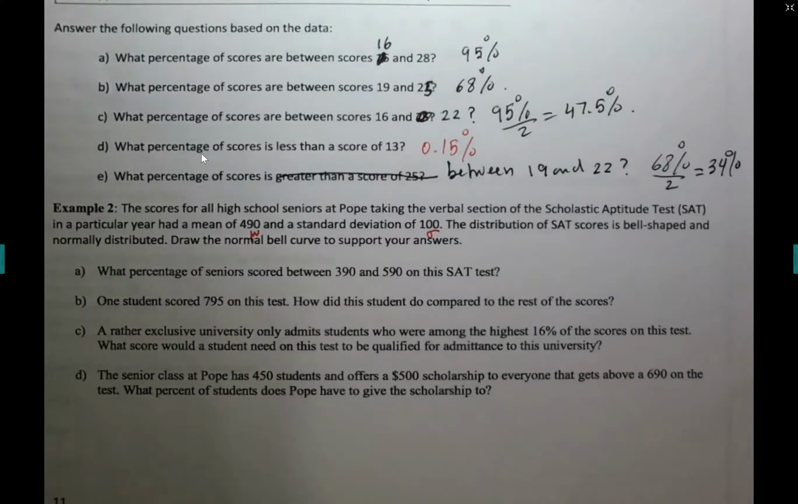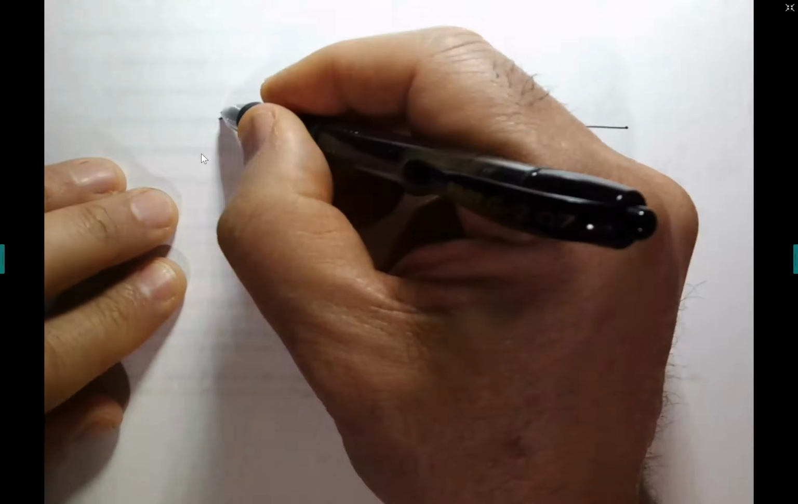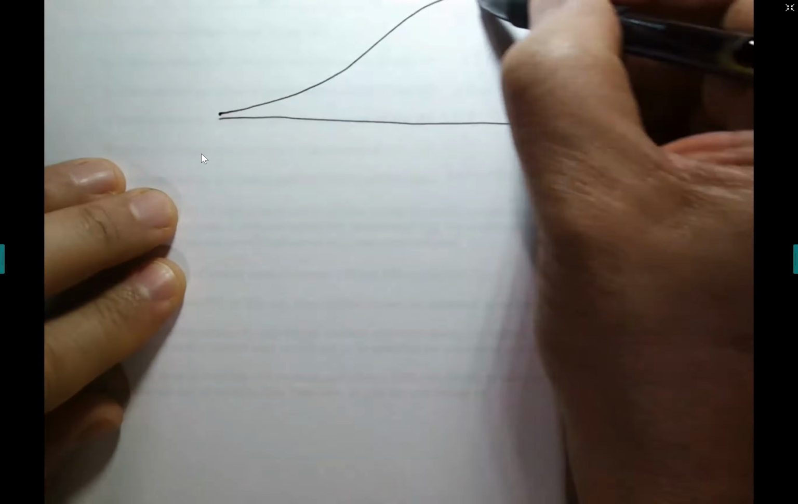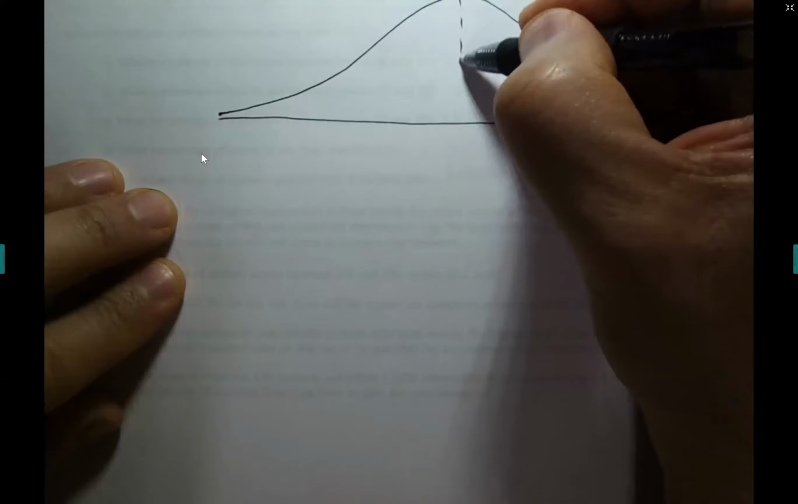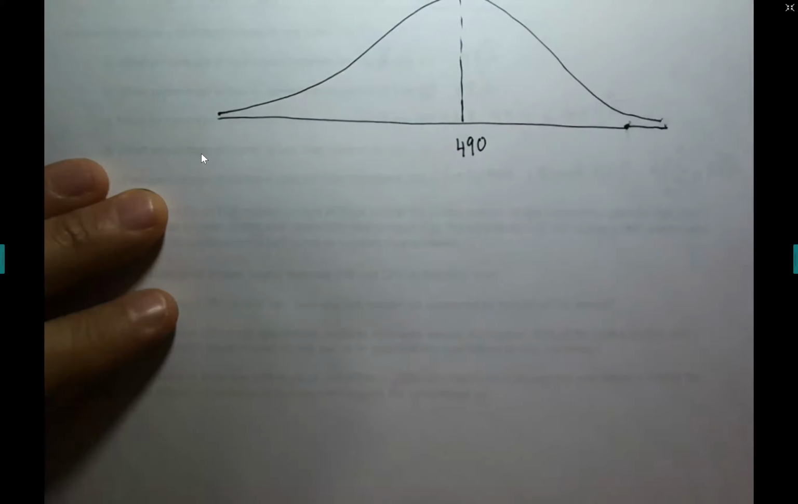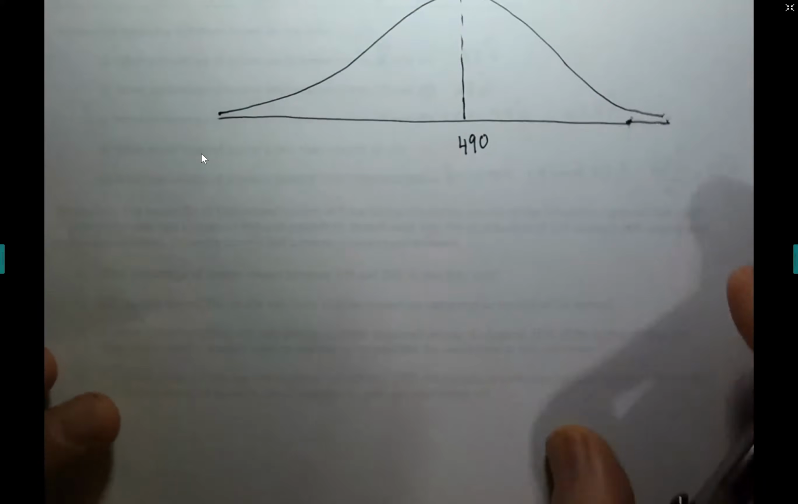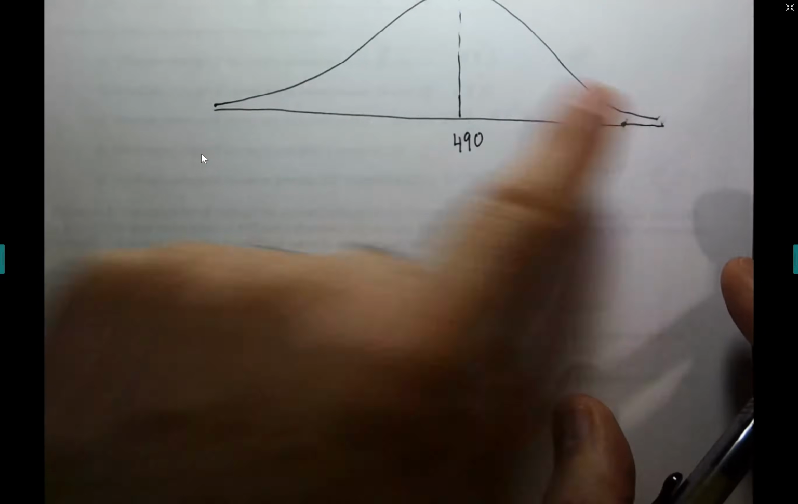So let's draw the curve first of all. I'm going to do this on a separate sheet of paper, and then we'll answer the questions together. You do this, then you do that, and you put the mean right in the center, which is 490. And he says the standard deviation, guys, is 100. So let me just scale this, 3 tick marks to the right and 3 tick marks to the left.